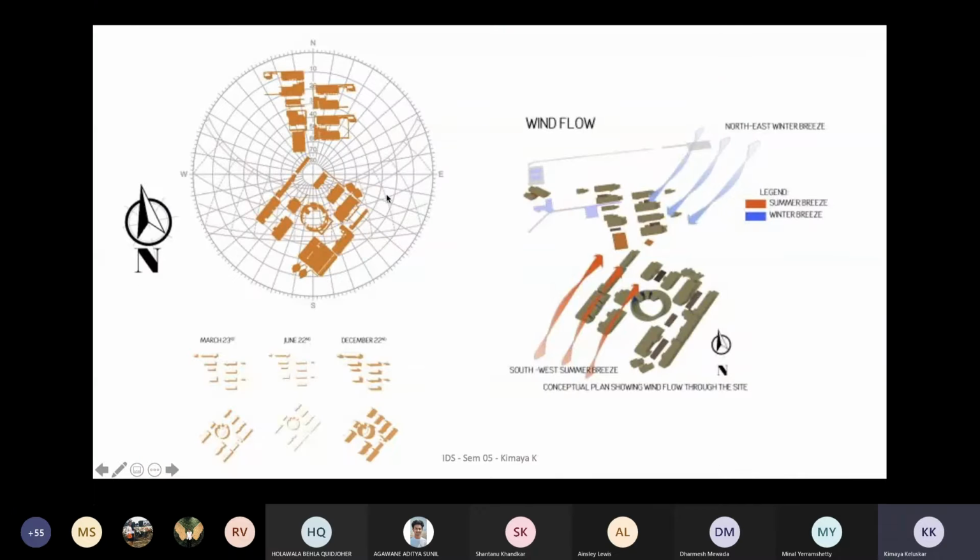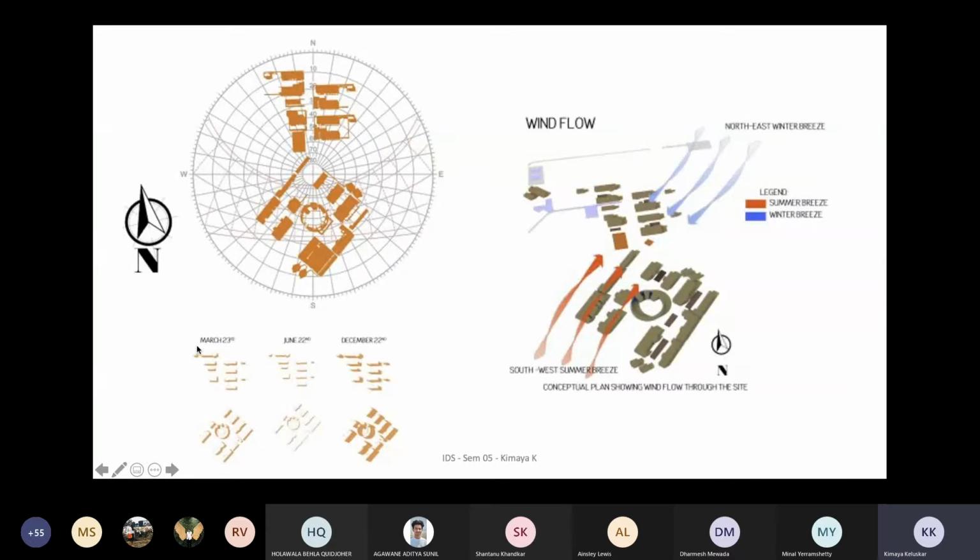Now, these are the wind flow diagrams, wherein the entire site plan has been put upon the sun path diagram here, just to understand how the sun is going to interact with your entire built form. Okay, whether it's going to enter the buildings, whether you are trying to invite more sun, so that in winters you do require the sun to keep your entire space cozy and comfortable for the students.